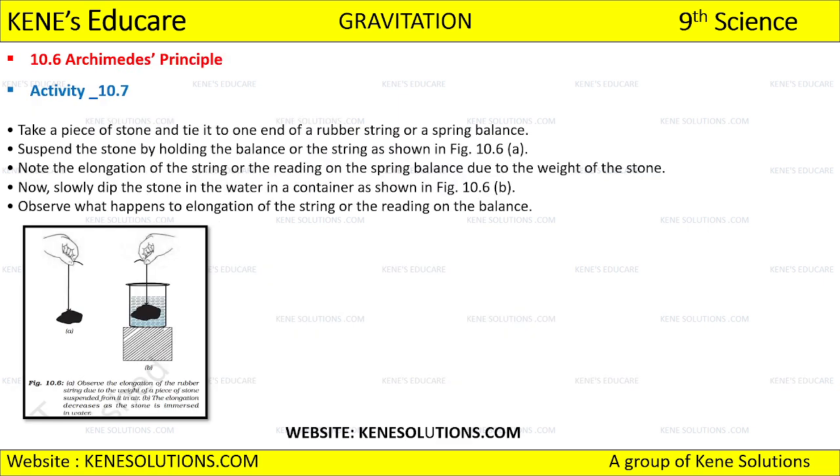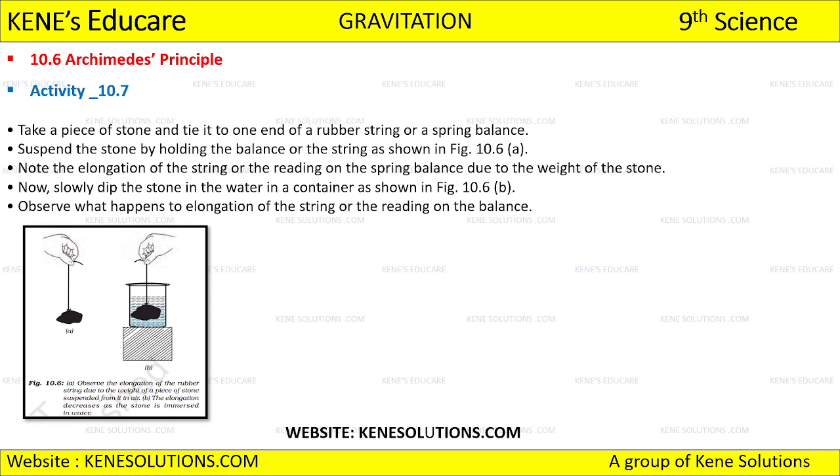Now we need to study Archimedes' principle. So we will be studying that with respect to this activity 10.7. Take a piece of stone and tie it to one end of a rubber string or a spring balance. What will you do? You will take a piece of stone and you will tie that to one end of a rubber string or a spring balance. Then suspend the stone by holding the balance or the string as shown in figure 10.6a.